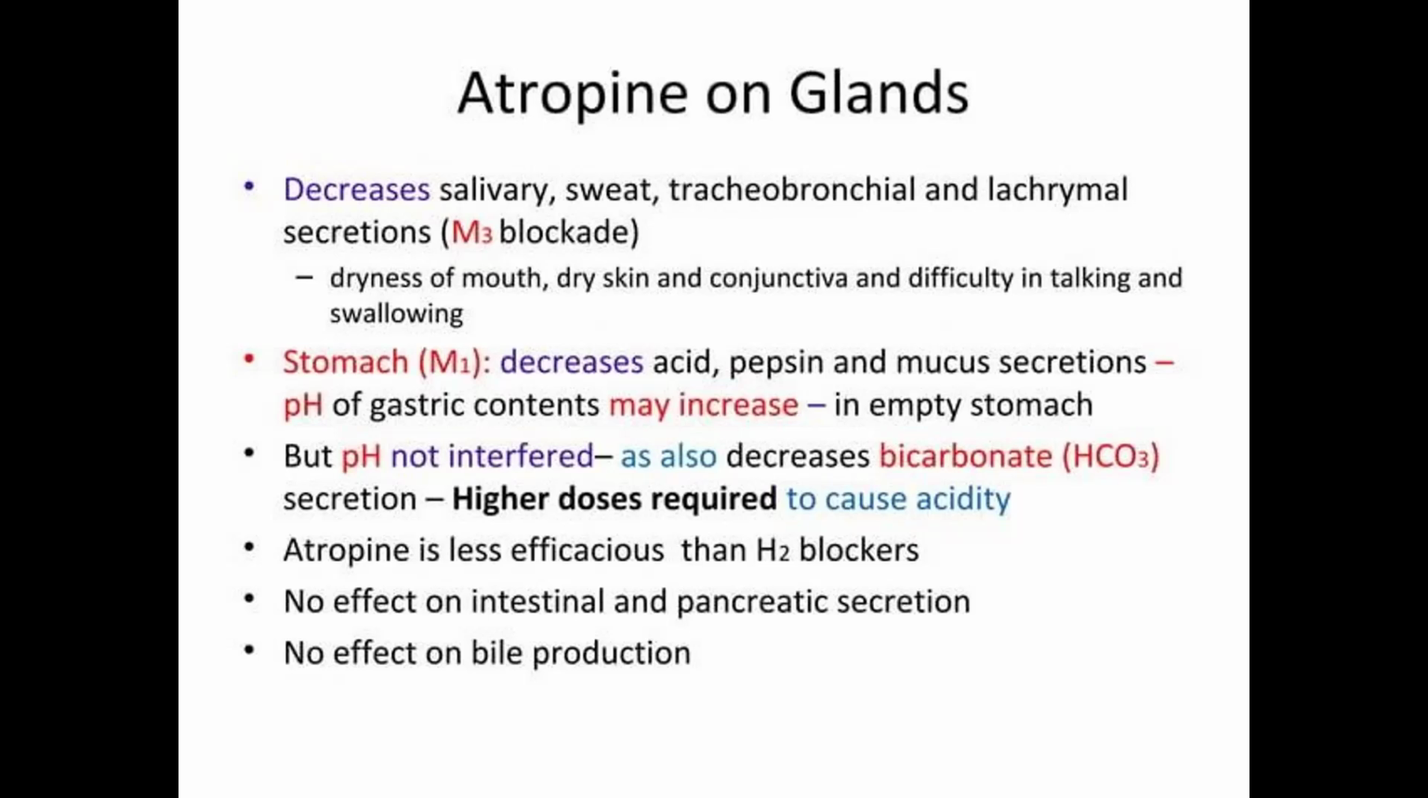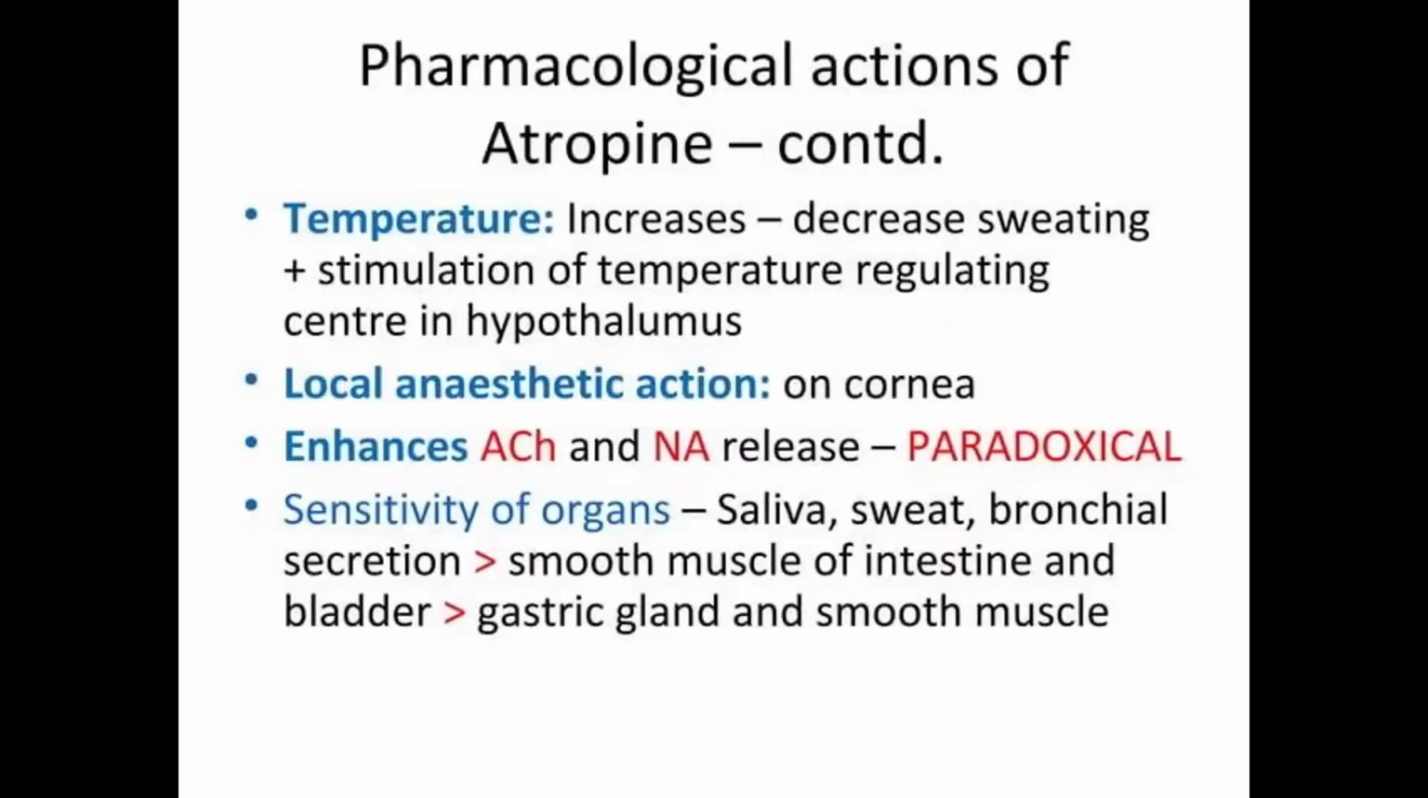Atropine is less efficacious than H2 blockers, as I said. It has minimal effect on intestinal and pancreatic secretion, and it has no effect on bile production. Now the pharmacological actions: it increases the temperature, decreases sweating, and stimulates thermoregulatory centers in the hypothalamus. It has local anesthetic action on the cornea. It enhances acetylcholine and noradrenaline release.